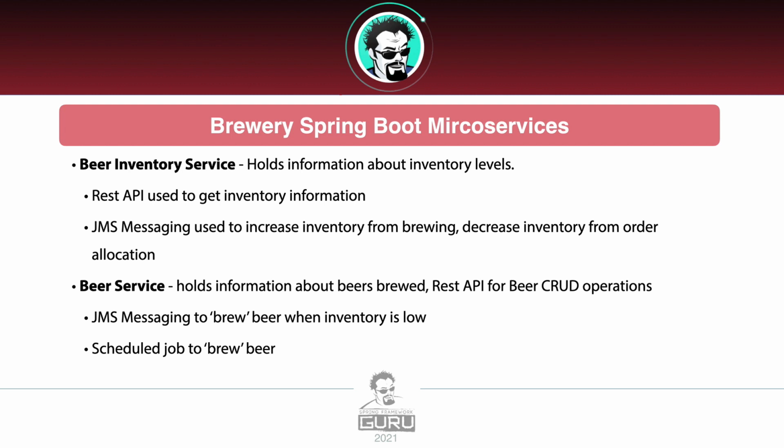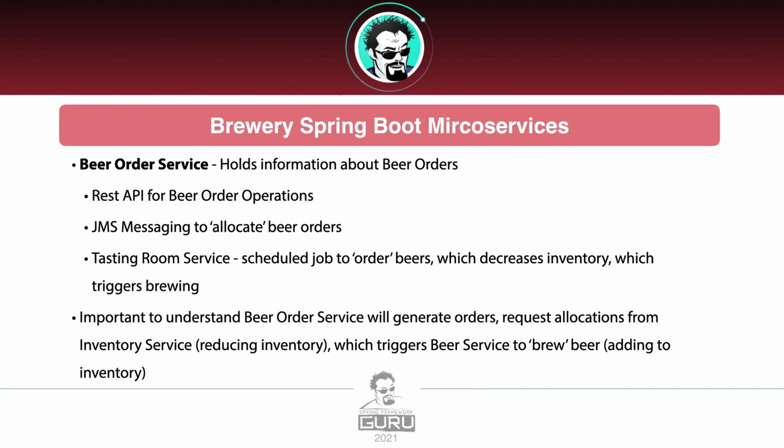The beer service itself is going to hold information about the different beers that our brewery, air quotes, is brewing. It exposes a REST API for CRUD operations against different beers that we are holding within our system. We are using JMS messaging to say, hey, we brewed beers to increase inventory. That sends out a message consumed by the inventory service to increase inventory. And then we also have a scheduled job that wakes up, checks the inventory balances, and creates brewing jobs, air quotes, to increase inventory.